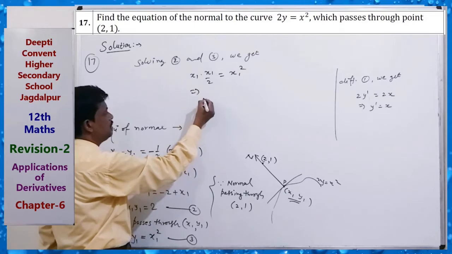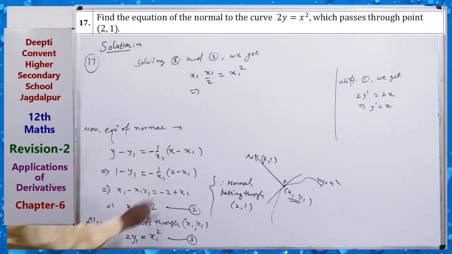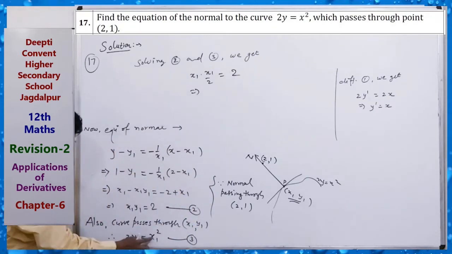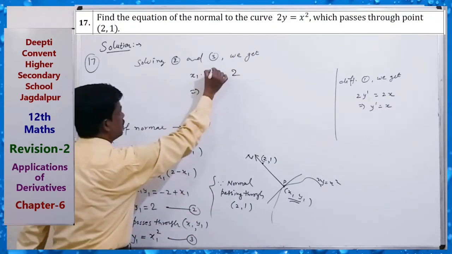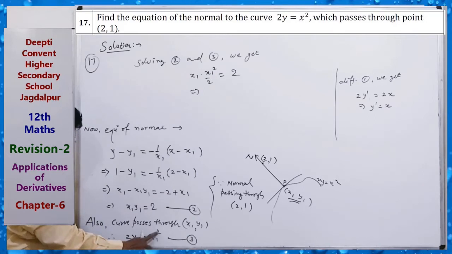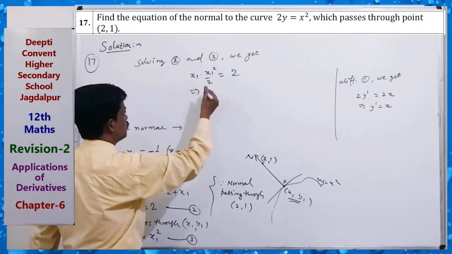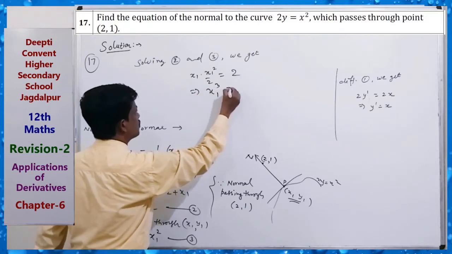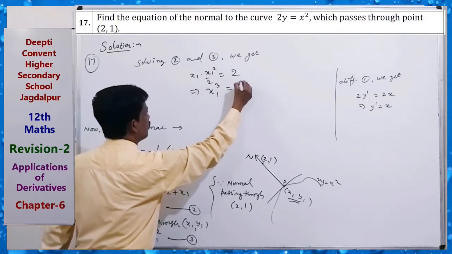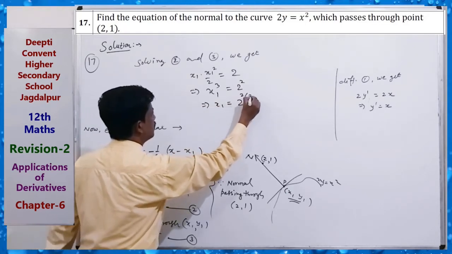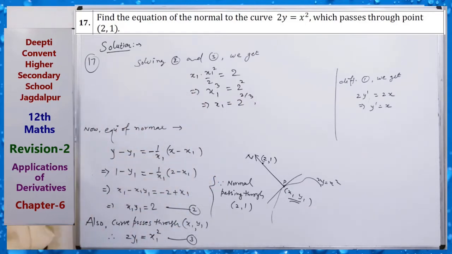So we can solve it. No, sorry, 2 y1 equals to x1 square. Here x1 into x1 square by 2 equal to 2. So x1 cube equals to 2 power 2. Here x1 equals to 2 power 2 by 3. This is the value of x1.